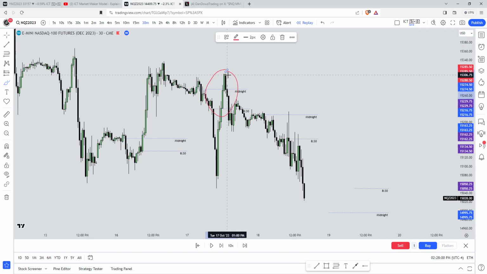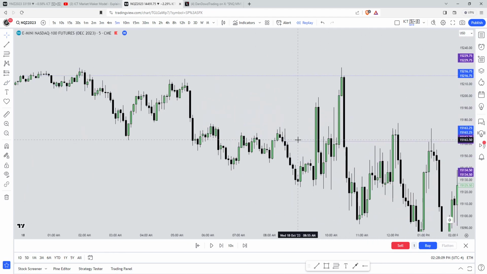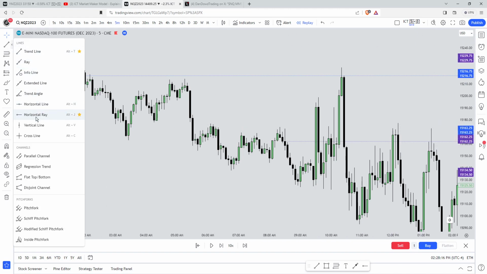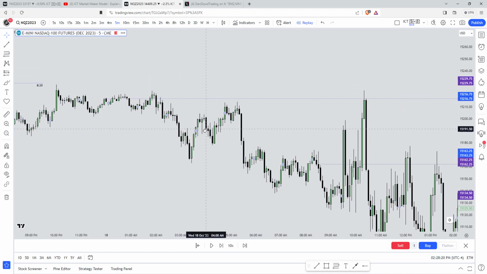So this was on Tuesday. If we fast forward to Wednesday over here, you can see it does take out that lower sell side liquidity. If we do the same exact thing in here, if we draw out 830 open, so on the 830 opening candle, I'm just going to extend out a horizontal ray. You go to the left-hand toolbar, click on horizontal ray, and that'll get you to this, which just extends it all the way to the right.